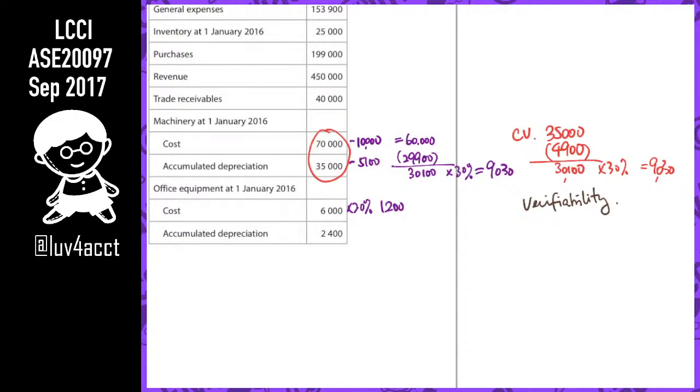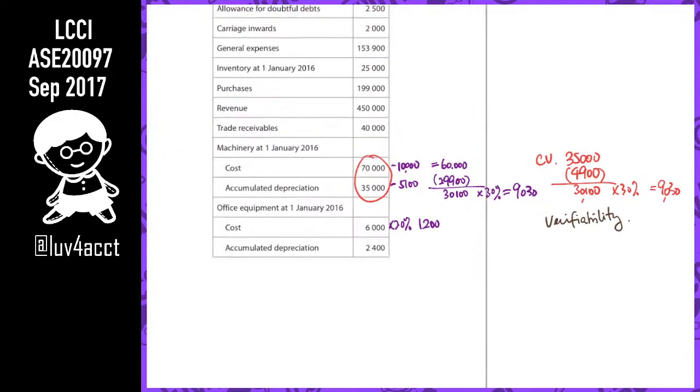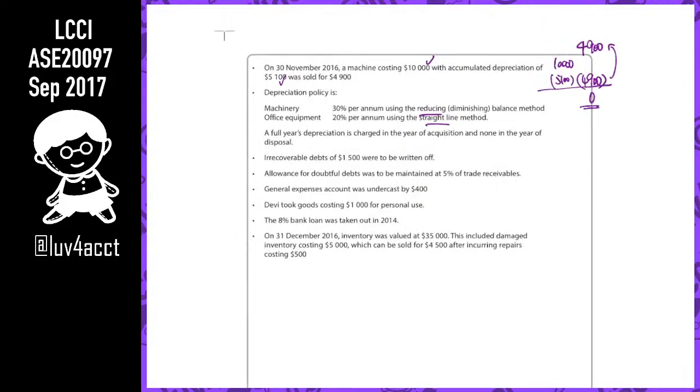This is also called verifiability. This is also one of the quantitative characteristics of financial reporting. So next one. We have finished 1 and 2.